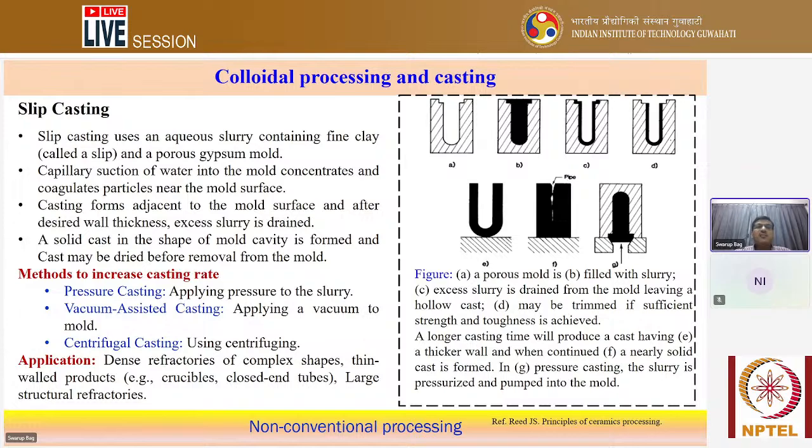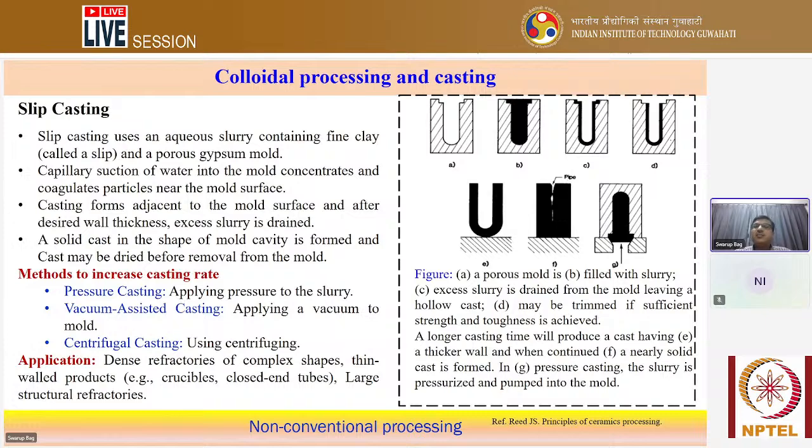Taking this clay, we make a slurry, and the slurry has to be put in some kind of porous material. When we put the ceramic slurry in a porous material, if the main component of the slurry is water, the water passes through this porous media by capillary action. Then the water is drained out, and the concentrated fine particles, along with the binder, are deposited over the surface.